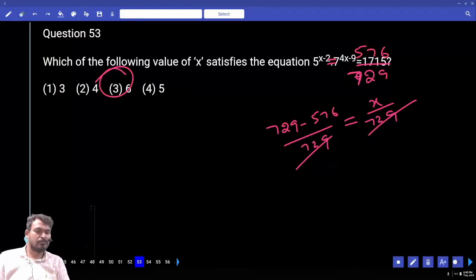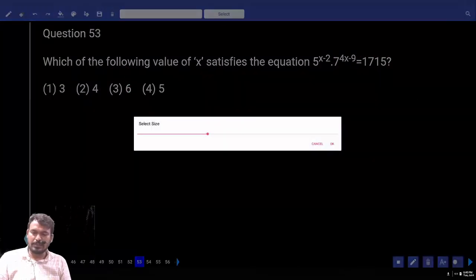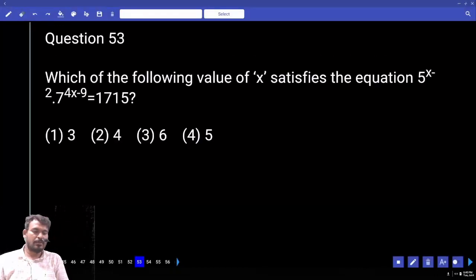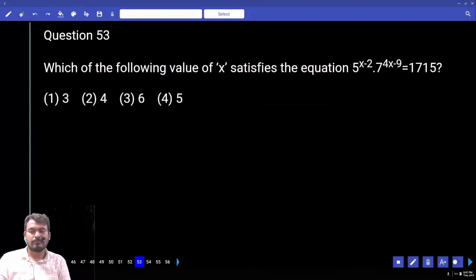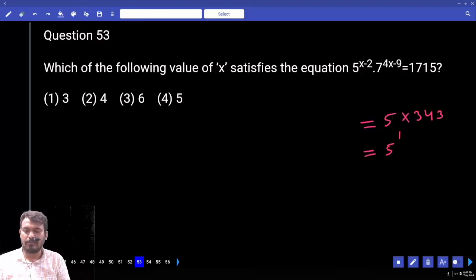Next, 53. Which of the following values of x satisfy the equation 5 power x minus 2 into 7 power 4x minus 9 equals 1715? First of all, what is the right hand side value? 1715. That is a multiple of 5. How many times? 5 times 343. 5 is 5 power 1, and 343 is 7 power 3.